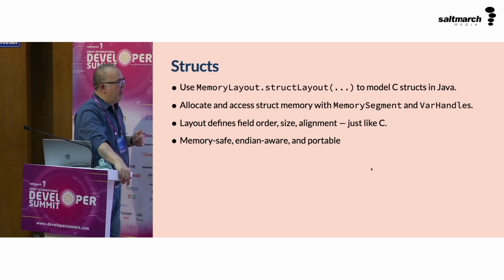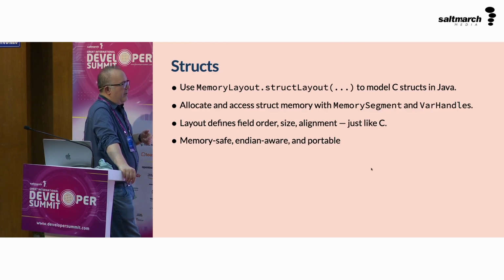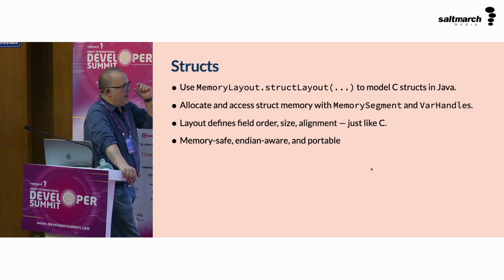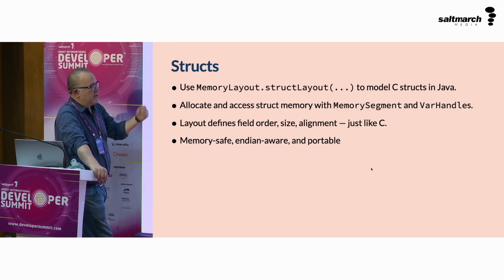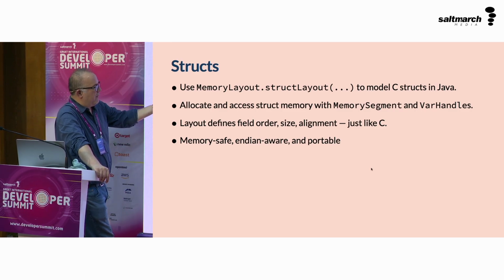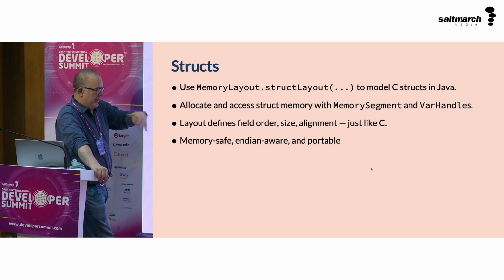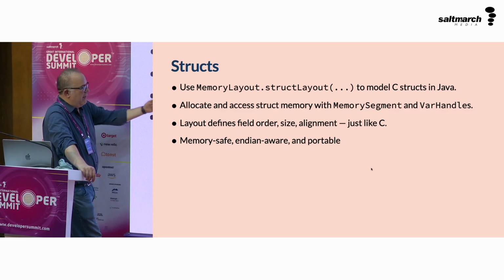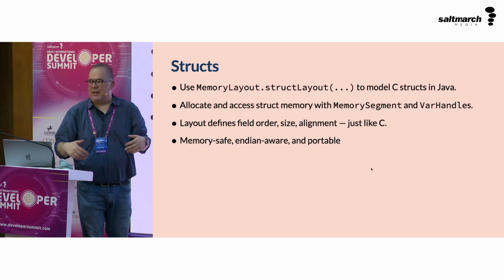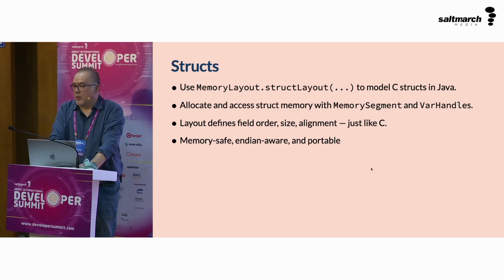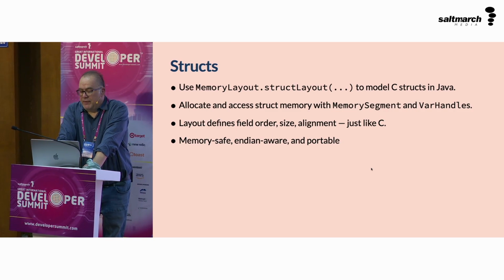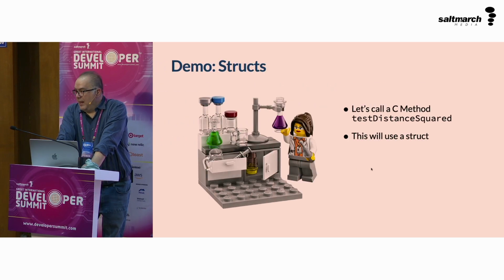Since C doesn't have classes, in order to create something like an employee, for example, you would create a struct for that employee. That would be the memory segment, and you would be using something called var handles, which are references to the variables. Layout defines field order, size, and alignment, just like you do in C. Memory safe, endian aware, right? Big endian, little endian, so it takes care of that for you, so you don't have to think about it. And it's portable, okay? So once you write that in Java, it'll handle any underlying case.